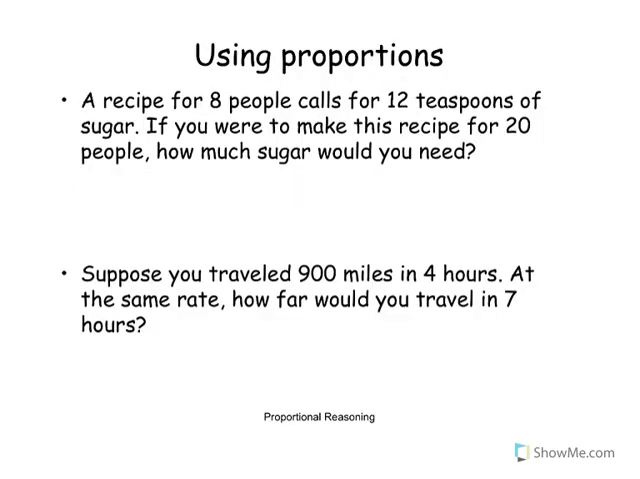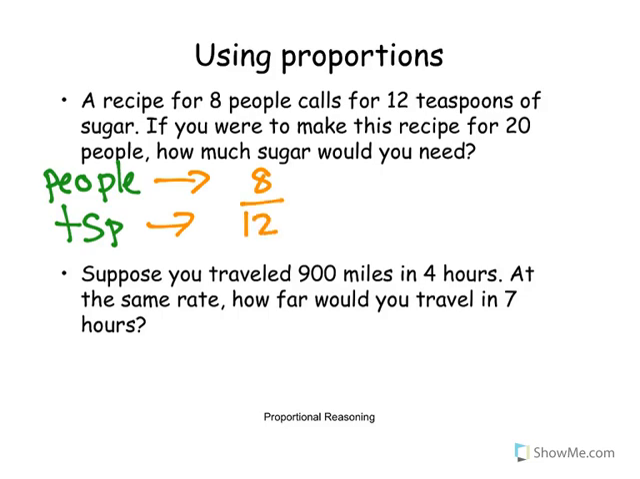Now this is something you should have done probably back in 6th grade, right? So it says a recipe for 8 people calls for 12 teaspoons of sugar. What if we were going to make it for 20 people? All right, so we're going to have our people, which I'll put in my numerator, and I'm going to have my teaspoons, or my sugar. Okay, so let's take a look. So it says 8 people require 12 teaspoons. Now what if you had 20 people? Well, I suppose then we would need x teaspoons.